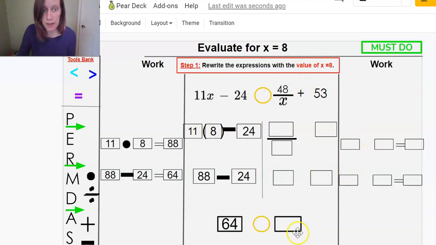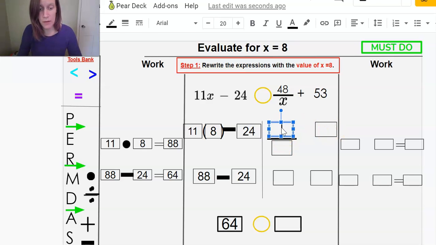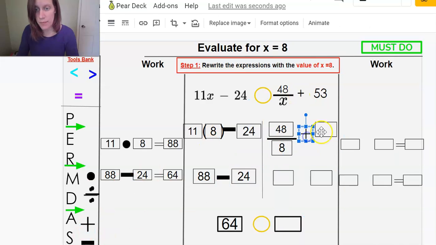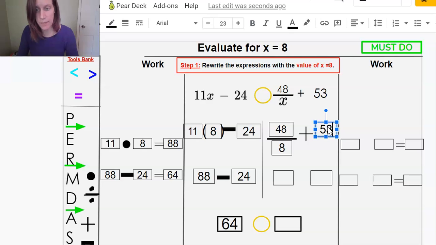Now I'm going to do the right side. And when I get done, I will decide which symbol should be going in my inequality circle right here. Less than, greater than, or equal to. So the value of x is 8. I'm going to plug that into the problem right here. So my 48 stays the same. Where I had an x here, I'm putting 8. And my plus, my addition symbol, 53.